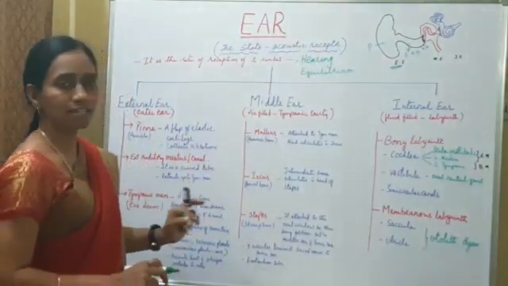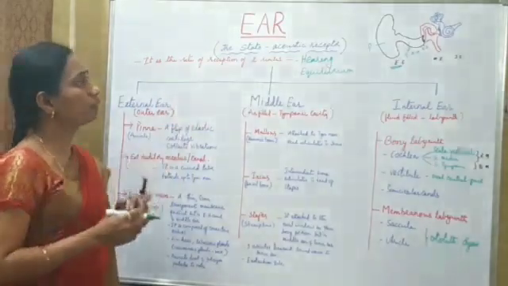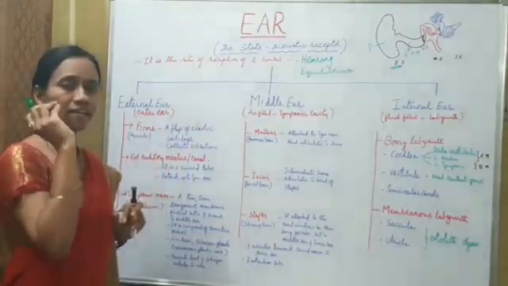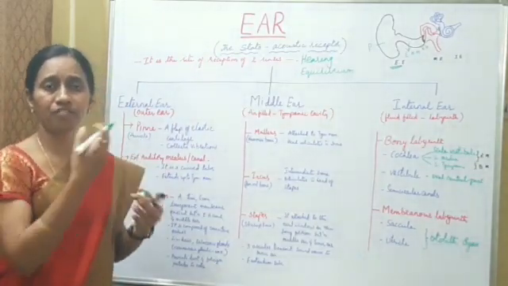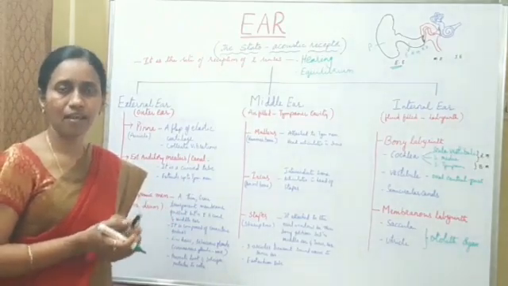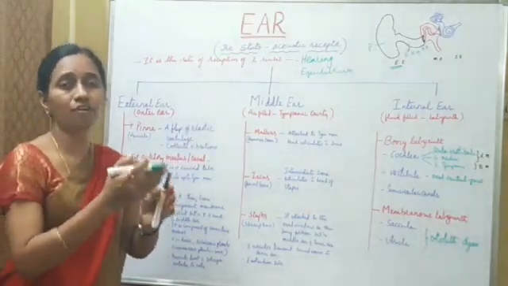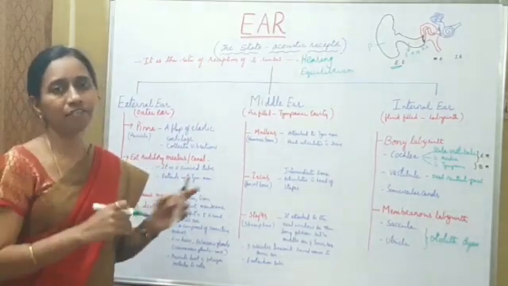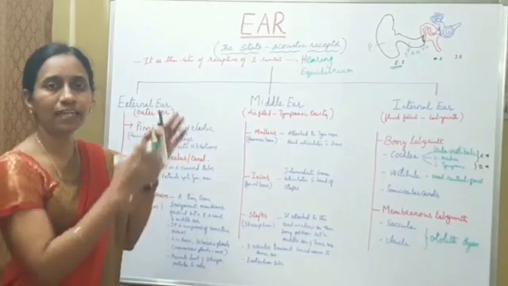It also possesses connective tissue. And the external ear possesses fine hairs and also ceruminous glands, which are modified sebaceous glands. These secrete the earwax. The external ear helps in preventing dust and foreign particles from entering inside, with the help of these hairs and earwax.